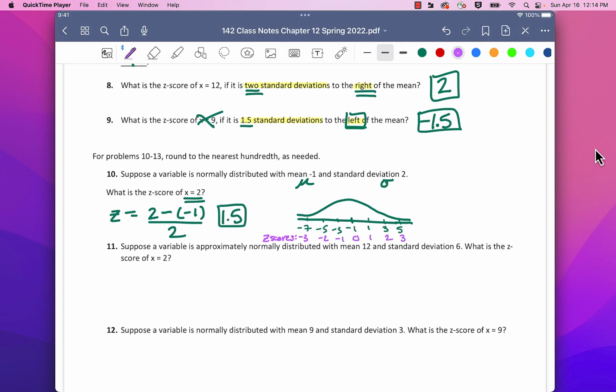So again, going back to the problem, if we find the data value x equals 2, that's going to be right here. Notice that falls right in between the z-scores of 1 and 2. So I could say, yep, that looks good. 1.5 is reasonable and makes sense.